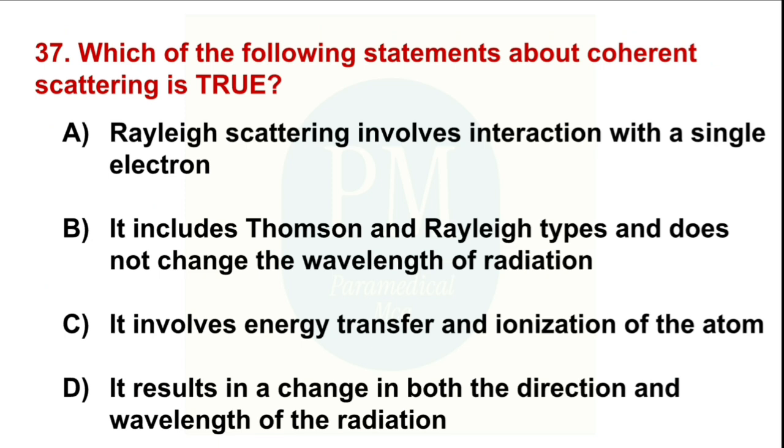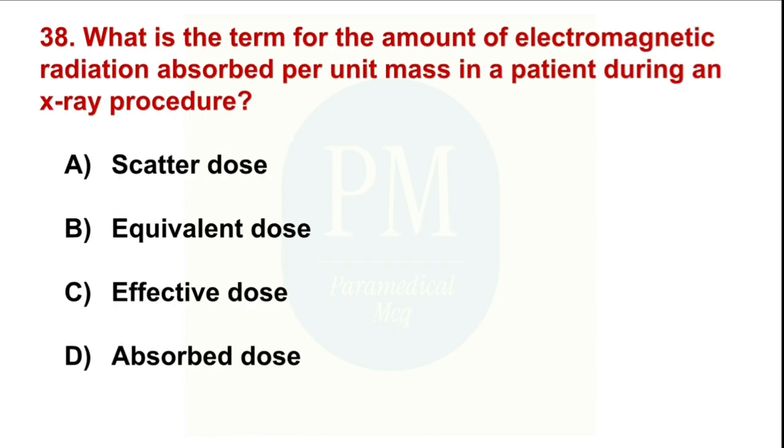Which of the following statements about coherent scattering is true? Option A, Rayleigh scattering involves interaction with a single electron. Option B, it includes Thomson and Rayleigh types and does not change the wavelength of radiation. Option C, it involves energy transfer and ionization of the atom. Option D, it results in a change in both the direction and wavelength of the radiation. The correct option is option B, it includes Thomson and Rayleigh types and does not change the wavelength of radiation.